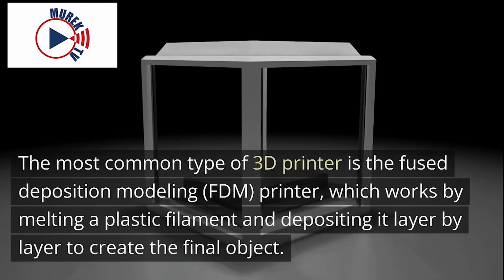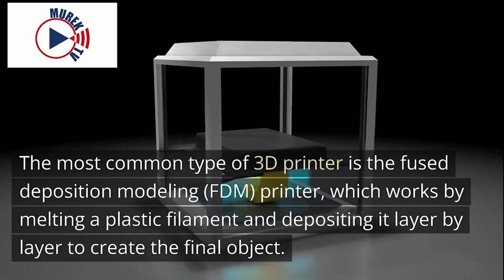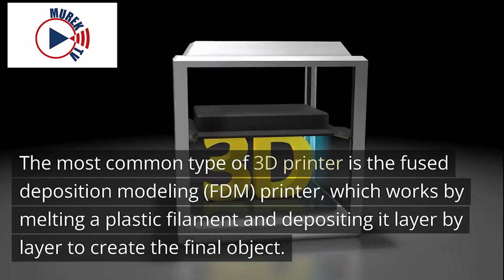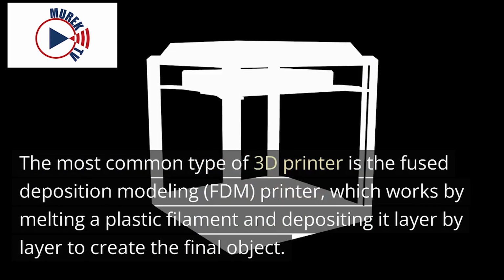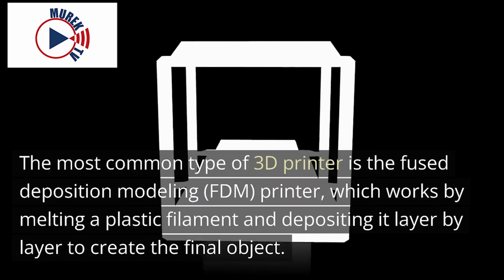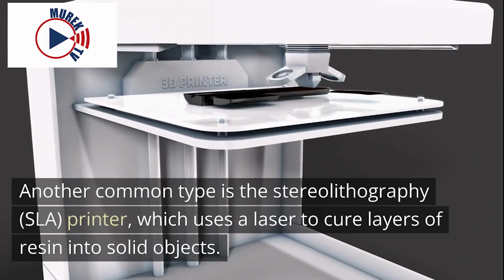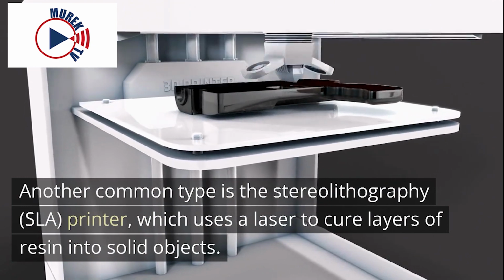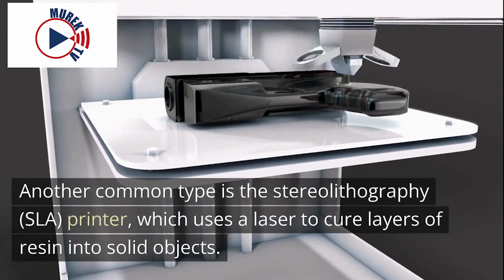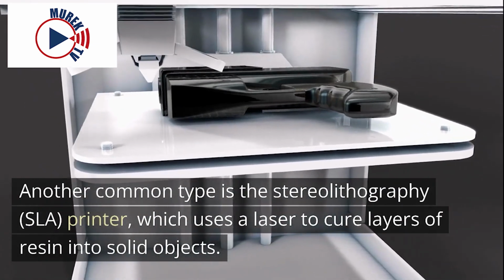The most common type of 3D printer is the fused deposition modeling (FDM) printer, which works by melting a plastic filament and depositing it layer by layer to create the final object. Another common type is the stereolithography (SLA) printer, which uses a laser to cure layers of resin into solid objects.